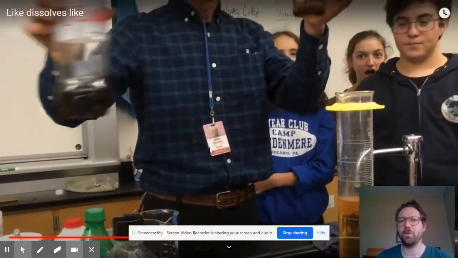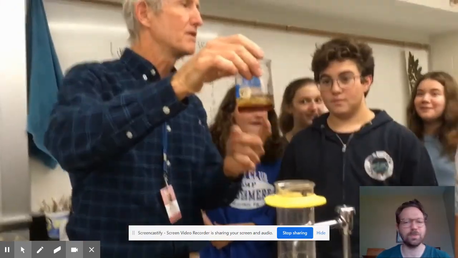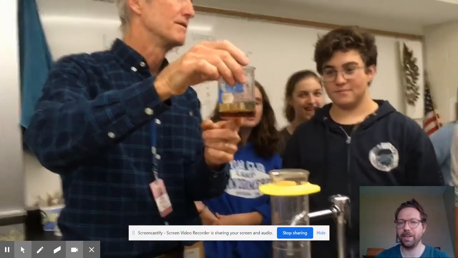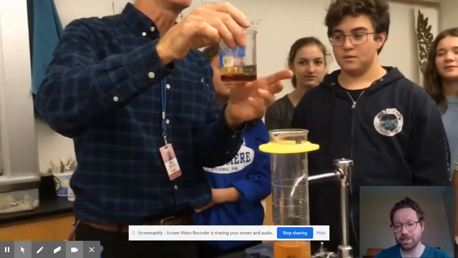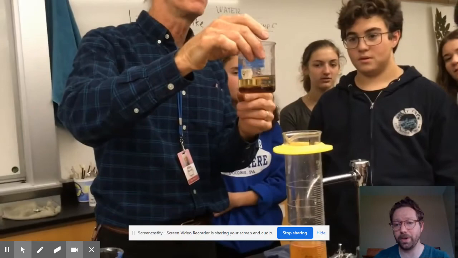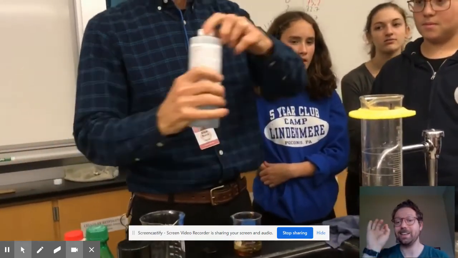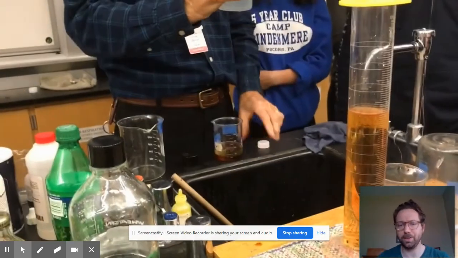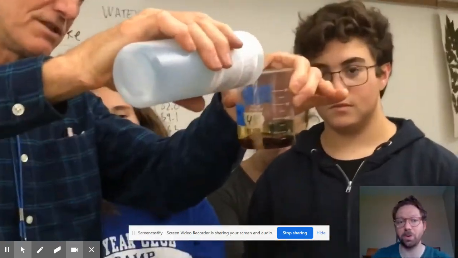We pour in some oil and some Coke, and what do we see? They do not dissolve in each other. If we see that the Coke was polar originally and the oil doesn't dissolve in it, what does that say about oil? What kind of molecule is it? It's a non-polar molecule. It does not dissolve in water. It does not dissolve in other polar molecules.